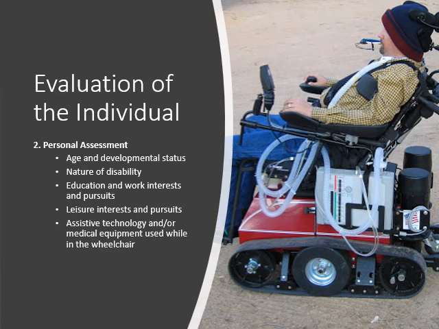What about educational and work interests and pursuits? So, for example, does the person need the armrests of the wheelchair to be lowered so that the wheelchair can fit underneath the desk? So there are armrests called desk arms. They're lower, and they will allow for the wheelchair to fit underneath the desk.